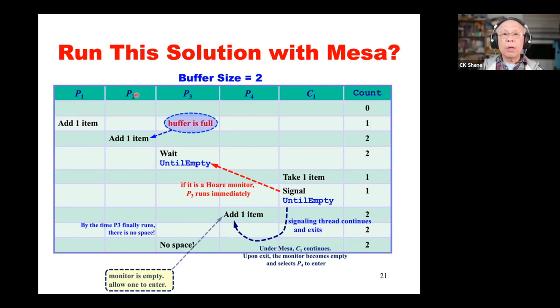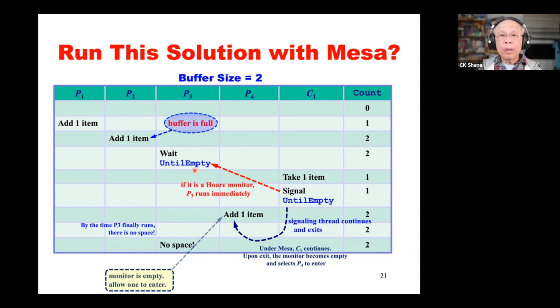Then the system allows process two to enter. Process two adds one item there, making the count two. At this moment, the buffer is full. No producer can add anything. If at this moment process three enters and wants to add a third item, then P3 will be blocked because currently the buffer is full. So P3 waits on the condition variable until empty and is switched out.